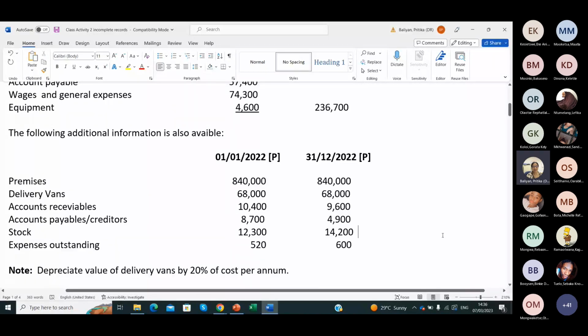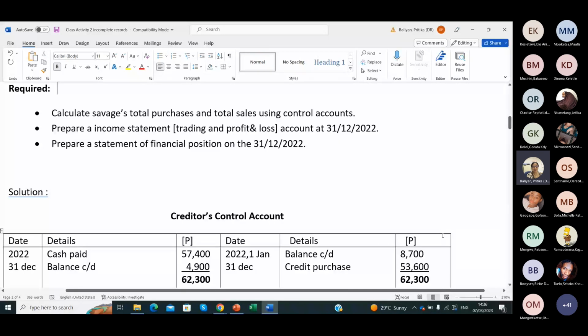So because the creditors are always treated as a liability, this is a liability ledger account, where we start. Liability is always entered on the credit side. So the opening balance will be on this side on 1st of January. The opening liability, creditors account payable, was 8,700, and during the year 5,400 cash was paid. After paying, 4,900 is still payable, left over.